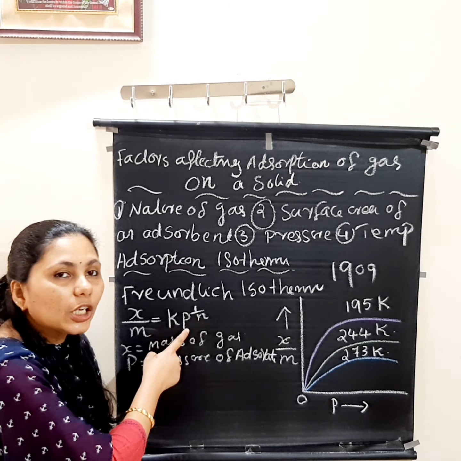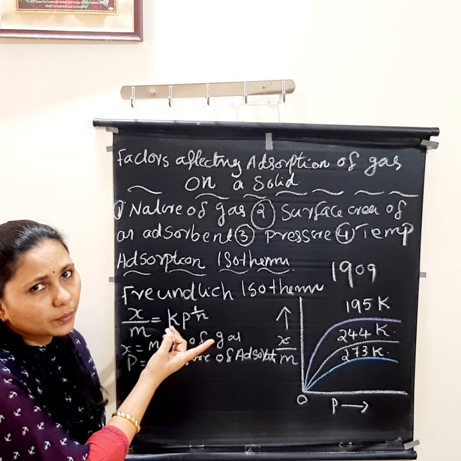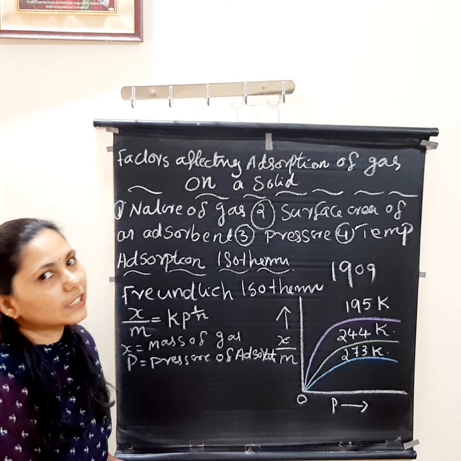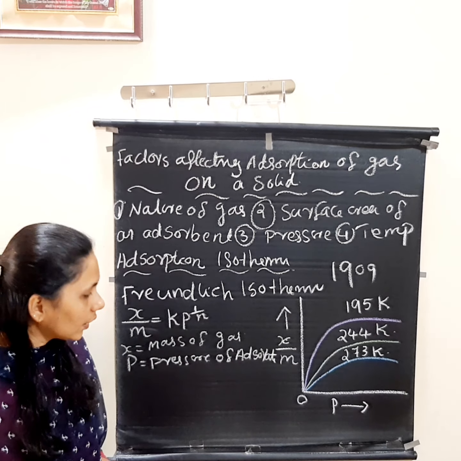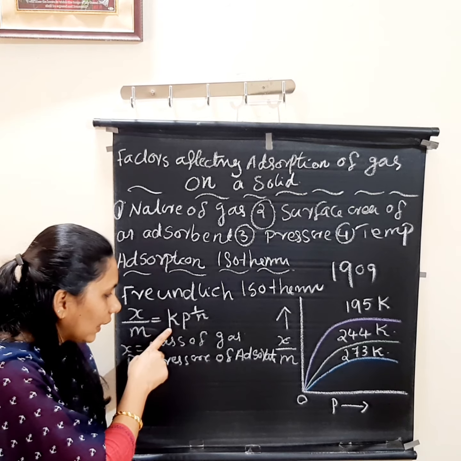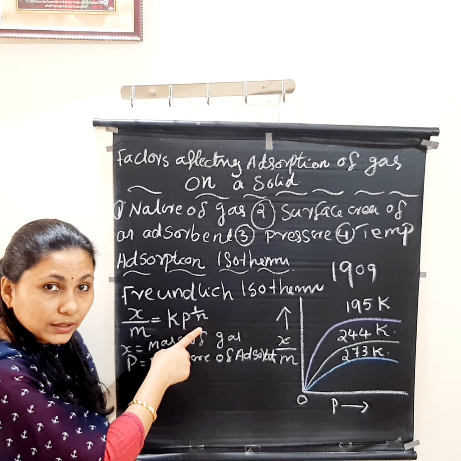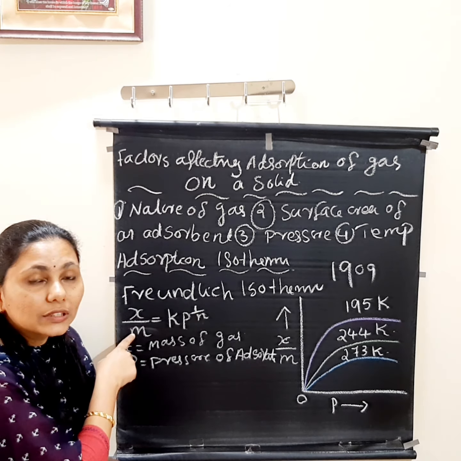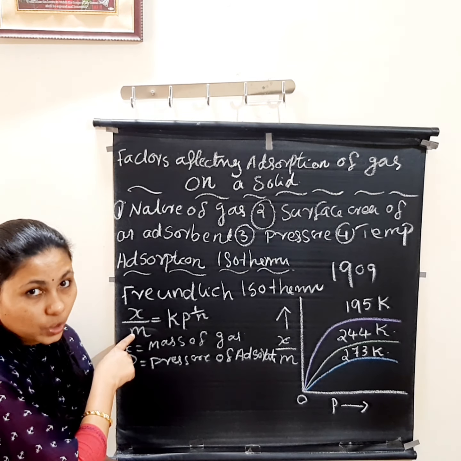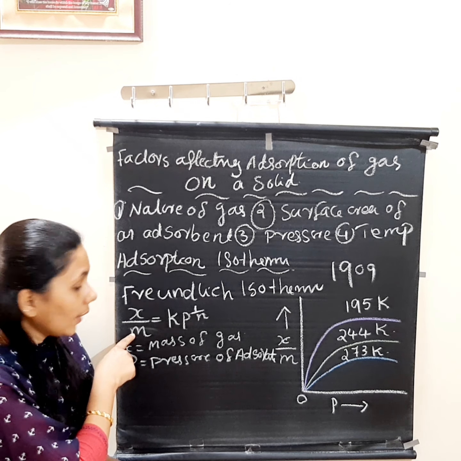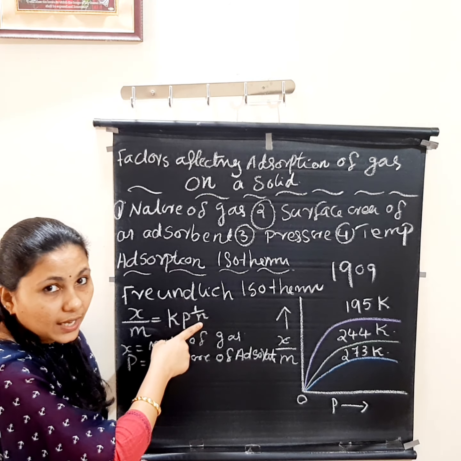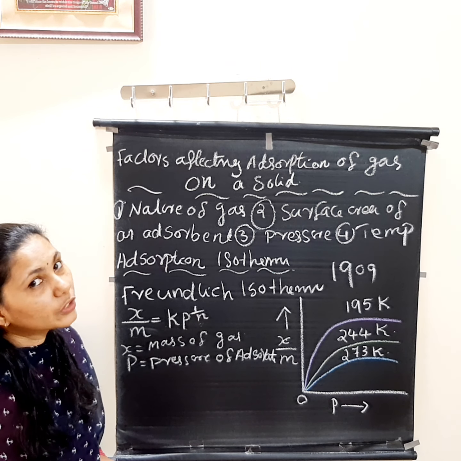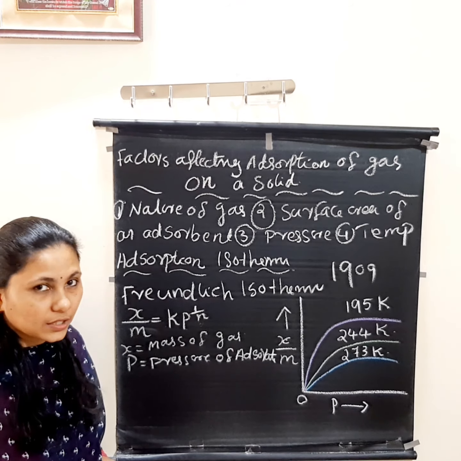Then p equal to what? Here, which one is having pressure? Gas. So here p is the pressure of gas or adsorbate. So x by m equal to k p raised to 1 by n. Clear all the terms. x equal to mass of the gas or adsorbate. m equal to mass of the adsorbent or solid substance. k and n are empirical constants, and p is the pressure of the gas, that is adsorbate.